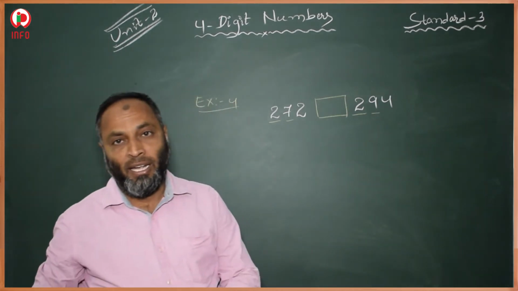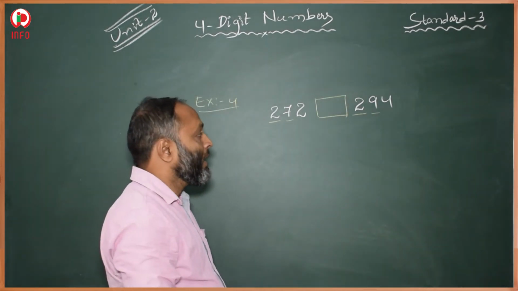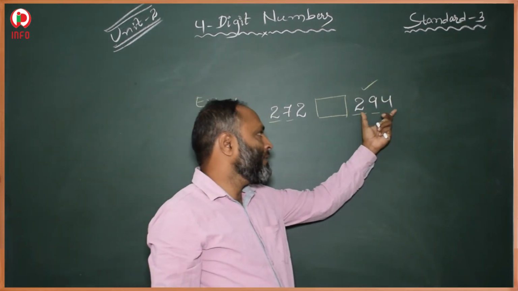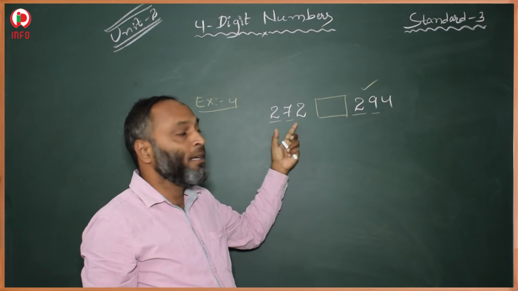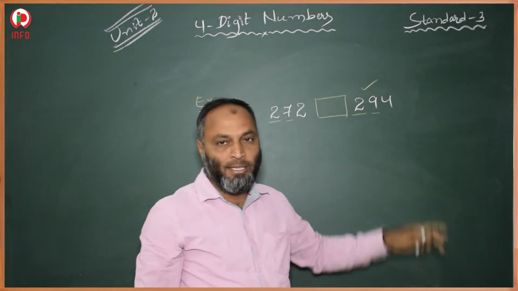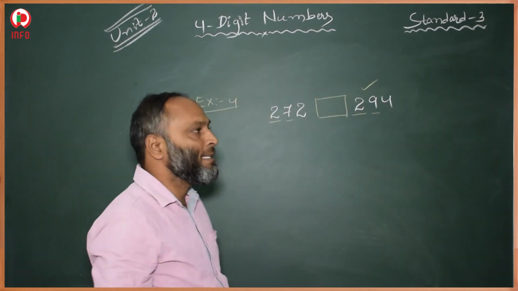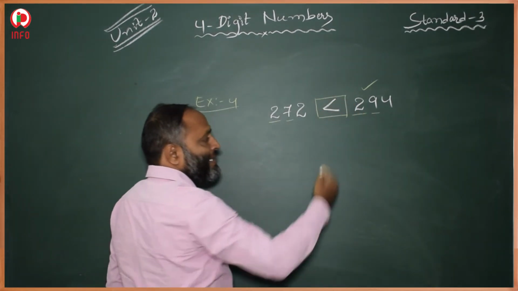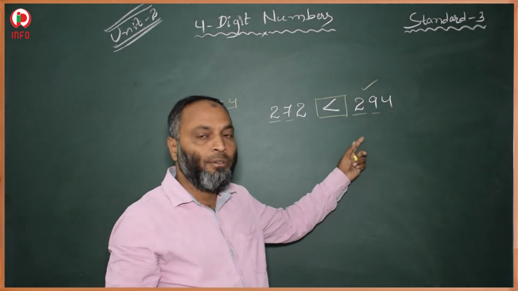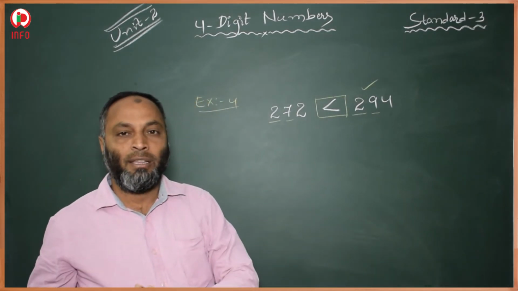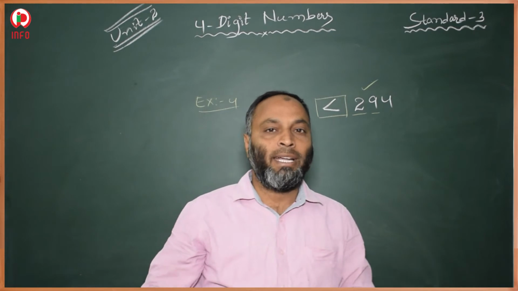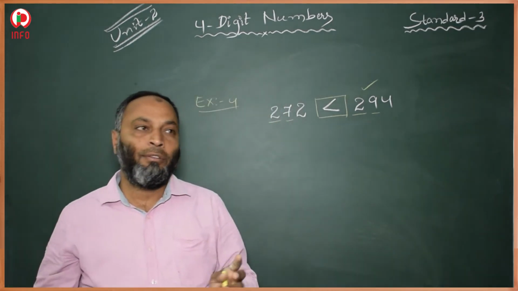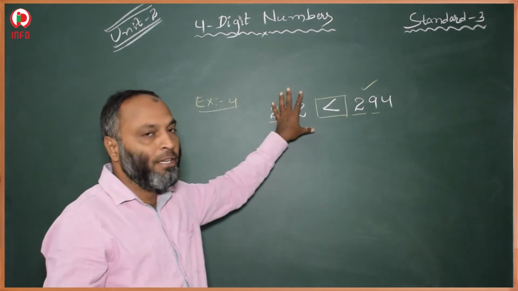Between 7 and 9, which one is bigger? 9 is bigger. This is the bigger number. It means 294 is bigger than this, and 272 is smaller than this. Here we have to use the less than symbol. 272 is less than 294. So like this we have to use greater than symbols, less than symbols and equal to symbols. These are the methods of how to compare if 3-digit numbers are given.